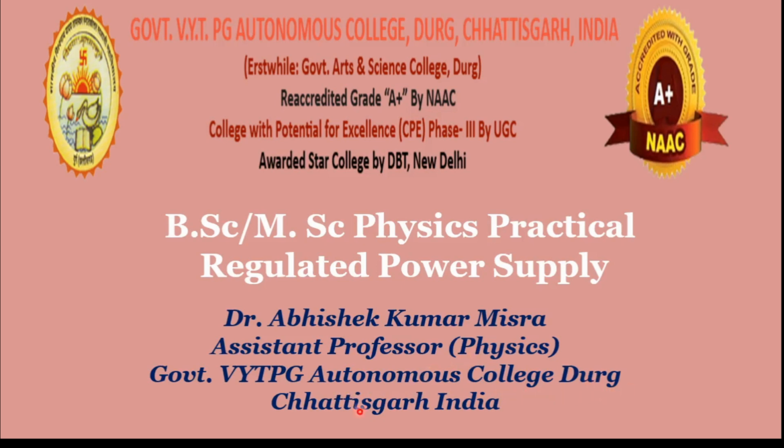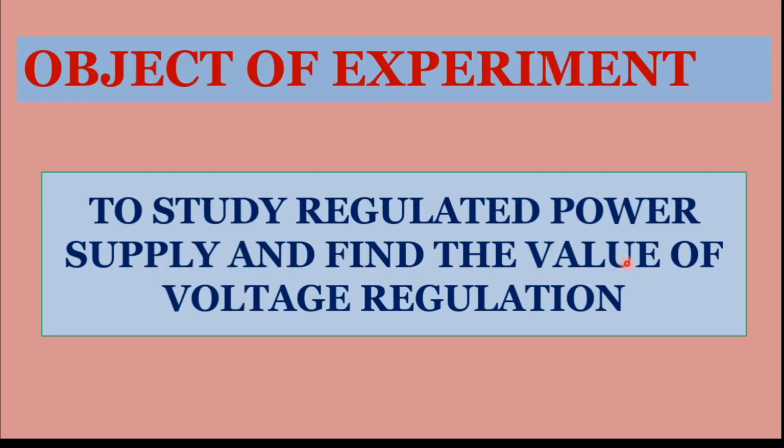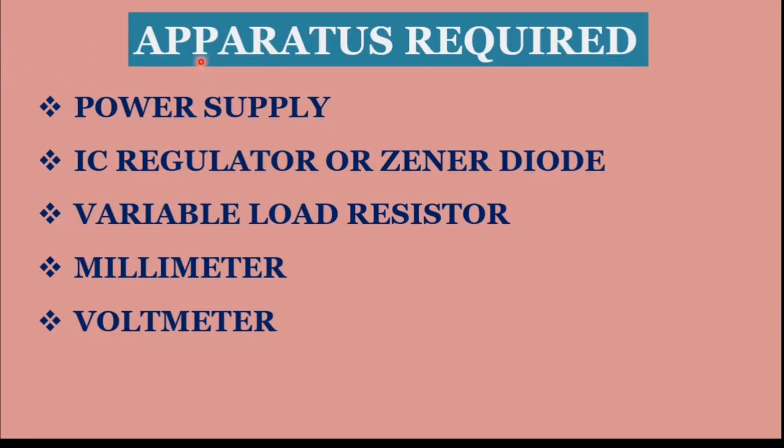Today, in this video lecture, I will explain the practical of regulated power supply for BSc and MSc Physics students. The object of the present experiment is to study regulated power supply and find the value of voltage regulation. The different apparatus required for performing this experiment are power supply, IC regulator or Zener diode, variable load resistor, milliammeter and voltmeter.